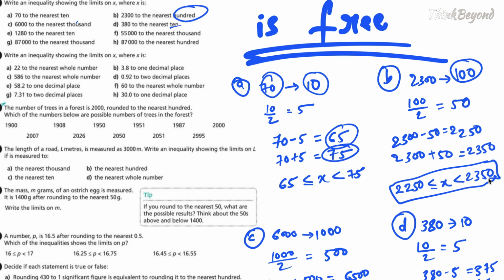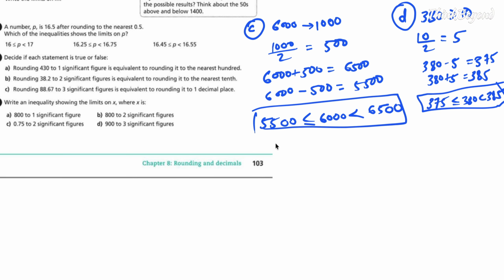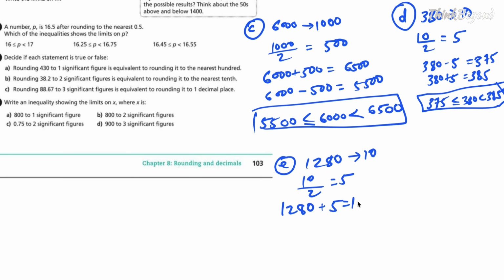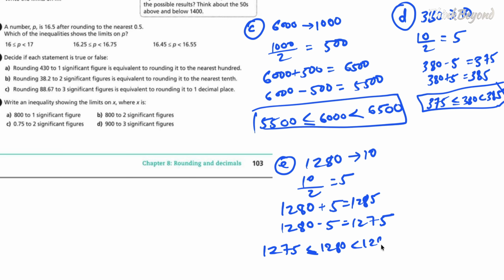Now question E. 1280 to the nearest 10 again. Question number E, 1280 to the nearest 10. Half of 10 is 5. 1280 plus 5 is 1285. 1280 minus 5 is 1275. The inequality is 1275 is less than or equal to x and x is less than 1285. So this is the inequality for question number E.